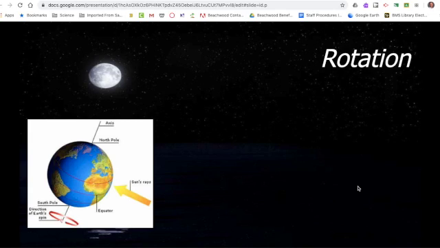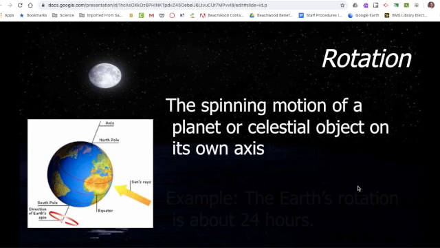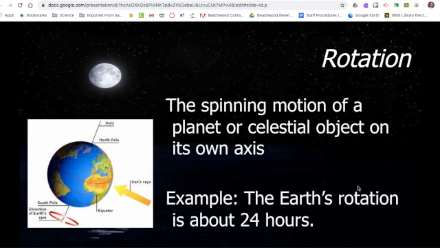So on your notes, you'll see a heading for rotation. I would like you to put in what you see up here on the screen. Okay, go ahead and pause and type those in now.